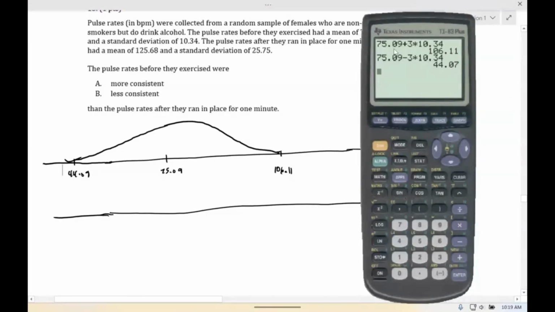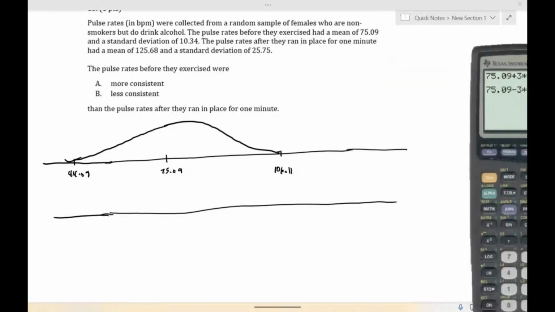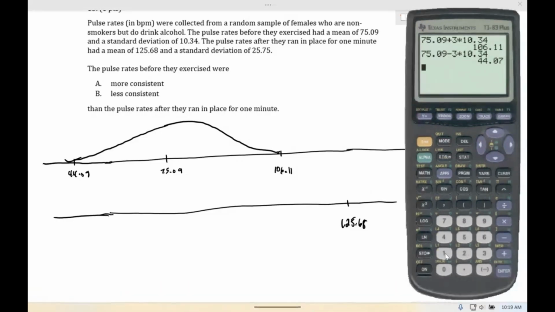I'm going to look at the second curve. The mean is 125.68. So now if these things were consistent, 125.68 would be somewhere here. Again, this is not drawn to scale.